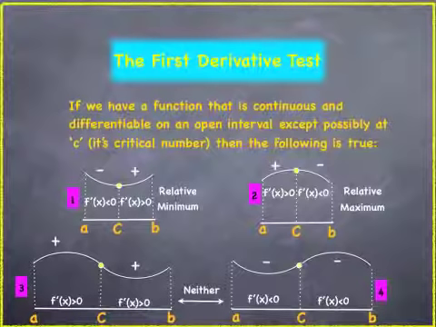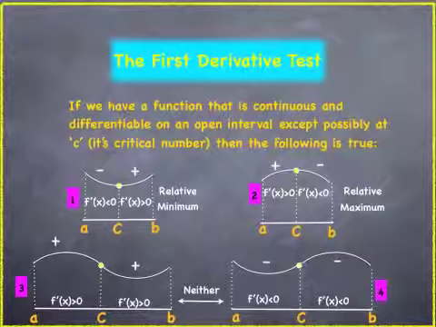And so then we want to look to the right of our critical value, and you can see the graph is increasing, which means that our first derivative is greater than 0, or positive. So according to this test, if we move from the left to the right of our critical value, and the first derivative goes from negative to positive, then we have ourselves a relative minimum. So we're looking to the left and to the right of our critical value, at what's happening with our first derivative, and if we go from negative to positive, we have ourselves a relative minimum.